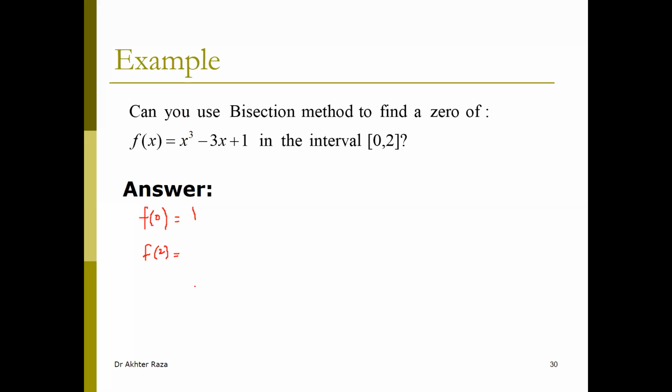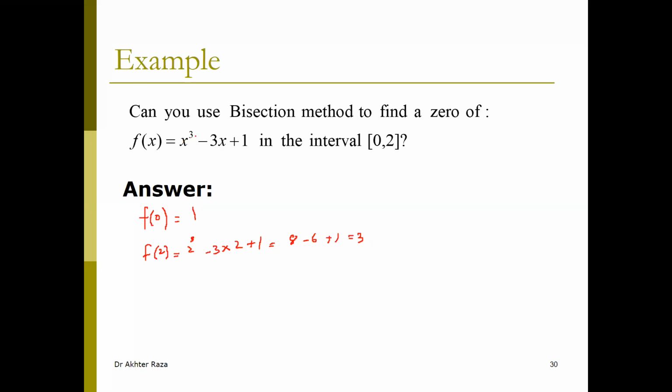F of 2 can be calculated as 2 cube minus 3 times 2 plus 1. So 2 cube is 8, minus 3 into 2 is 6, plus 1. 8 minus 6 is plus 2, and 1 is plus 1. So it is 3. So it is positive. FA is positive, FB is positive.